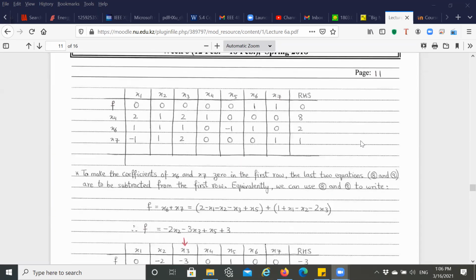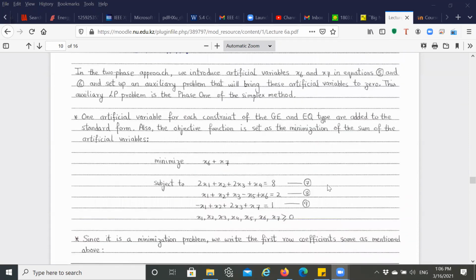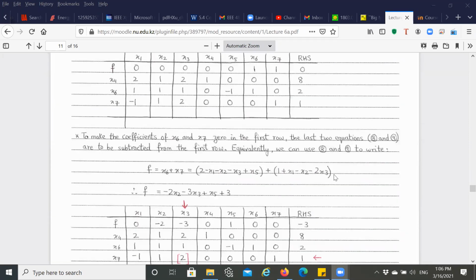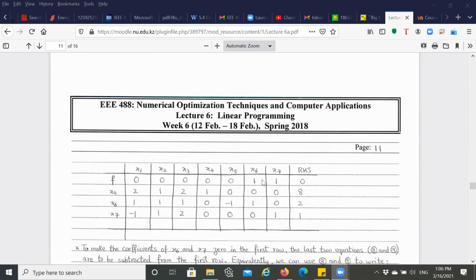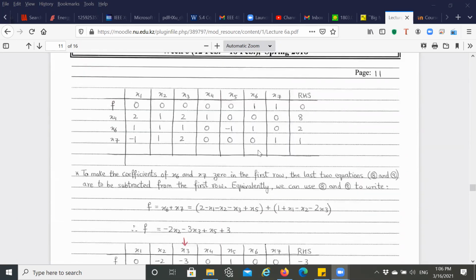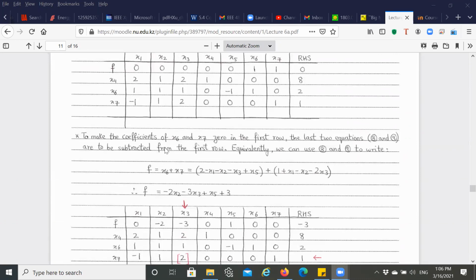the last two equations, that means equations 8 and 9, okay? So you subtract these two equations from the first equation, and you would have this. So you can use 8 and 9 from the tabular form, and you can remove this 0 from the first cost row, okay? And so when you do that, your F value would be, if you write x6 and x7 in terms of equations 8 and 9, this is what you would get.